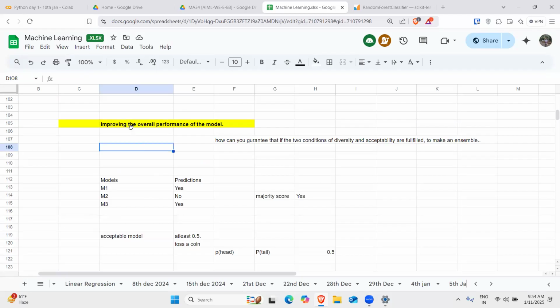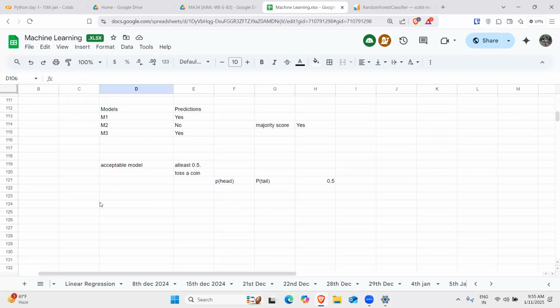How your ensemble improves the overall performance of the model. So what do we have is we have three models again. These are the cases. These are the results of each model, right? And one, two, it's going to be 1, 2, 3. And here it is the result of the ensemble. Result of the ensemble. And here we have probability.